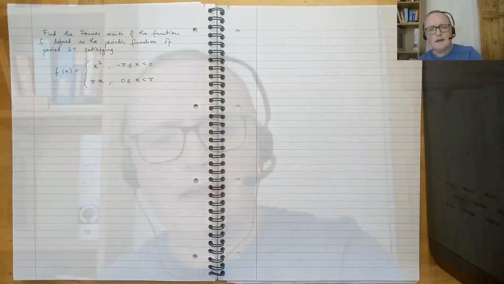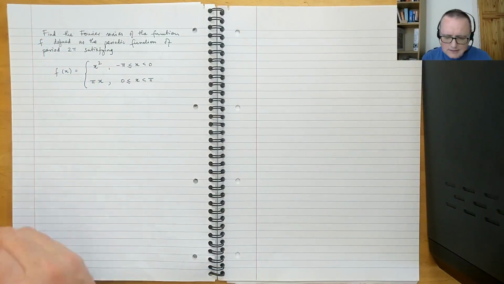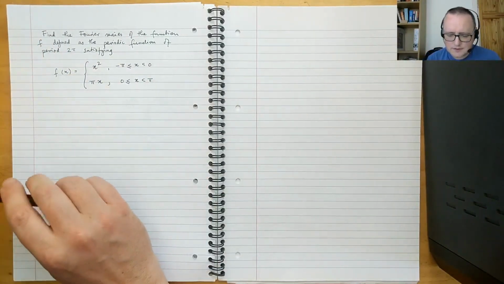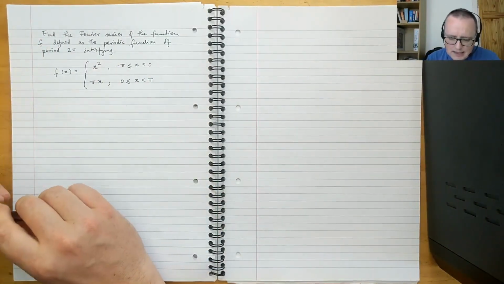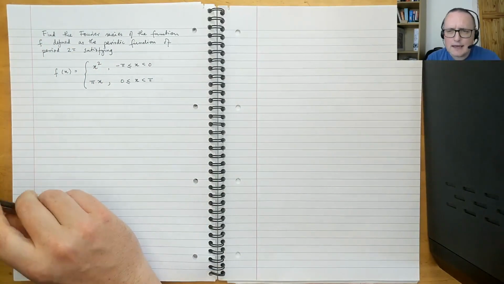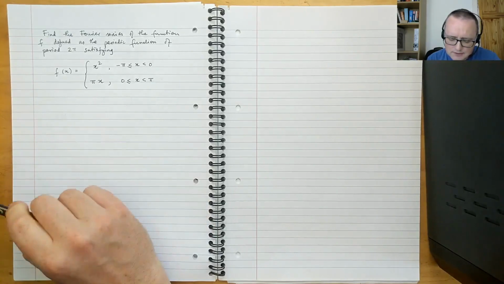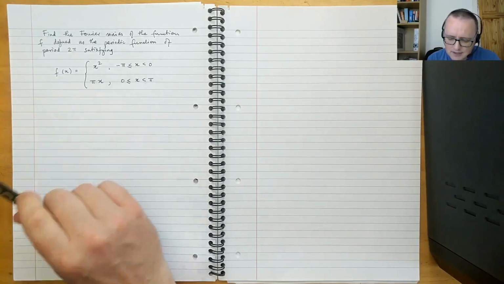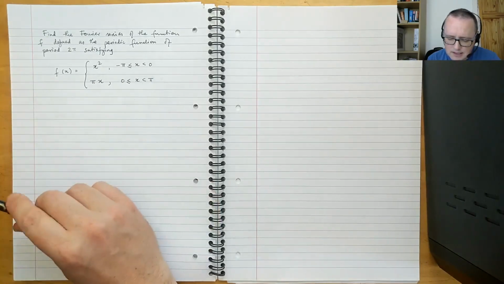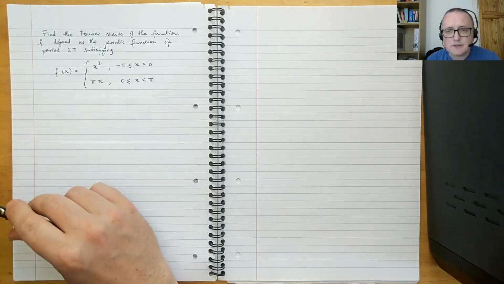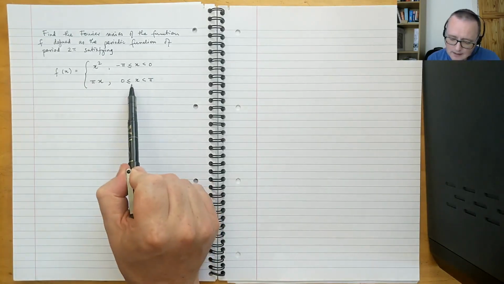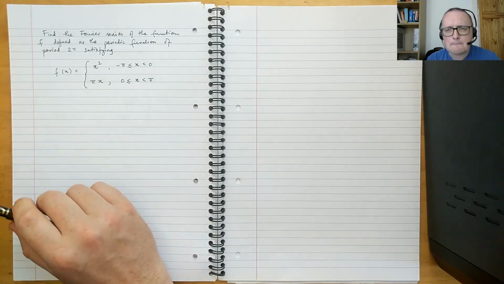In this video, I'm going to show an example problem based on Fourier series. The problem we're looking at is we're asked to find the Fourier series of this periodic function f with period 2 pi, and on the interval minus pi to pi it's defined as follows. So it's x squared on the negative half of the interval from minus pi to 0, and pi times x on the positive half of the interval between 0 and pi.